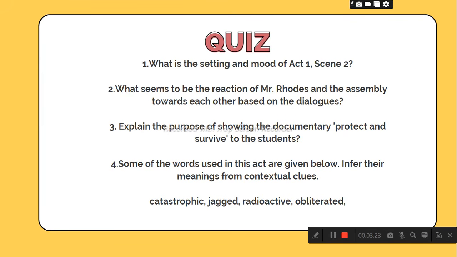Quiz for Scene 2. What is the setting and mood of Act 1, Scene 2? Question number 2. What seems to be the reaction of Mr. Rhodes and the assembly towards each other based on the dialogues? Question number 3. Explain the purpose of showing the documentary Protect and Survive to the audience, to the students.